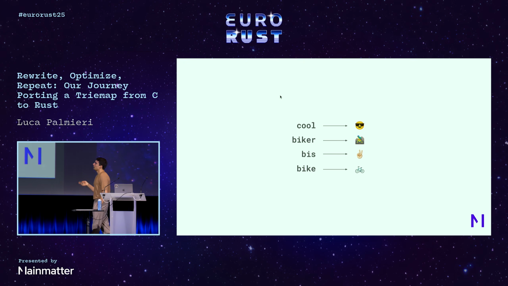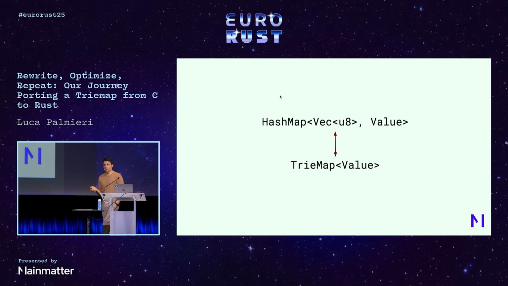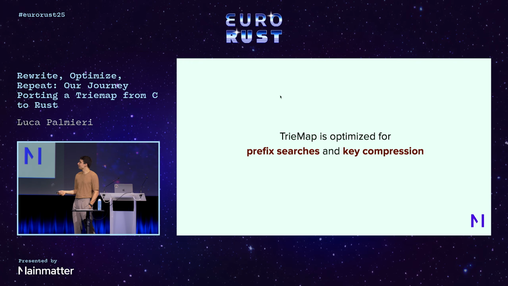A TrieMap, as the name implies, it's a map. So it's a way to associate keys to values. In this fictional example, the keys are strings, cool, biker, bis, and bike, and the values are emojis. A TrieMap, you can think of it as a hash map whose keys are sequences of bytes, and whose value is a generic data type. Could be a number, could be a string, could be a pointer. In this project, in most instances, it's going to be a pointer.